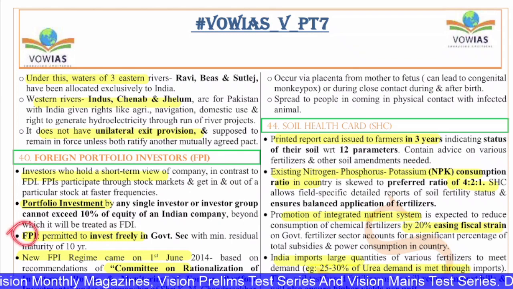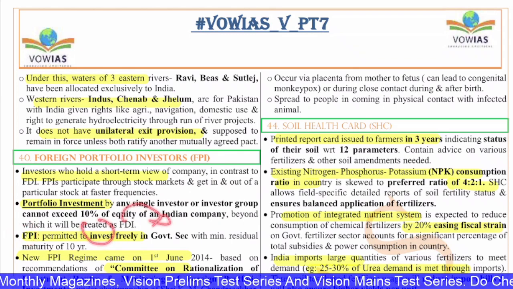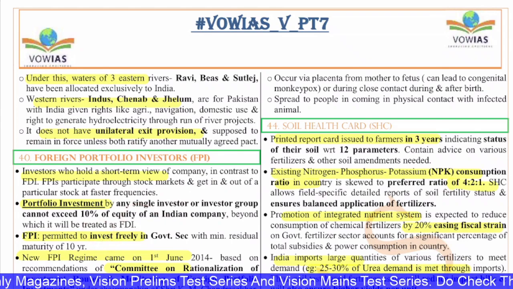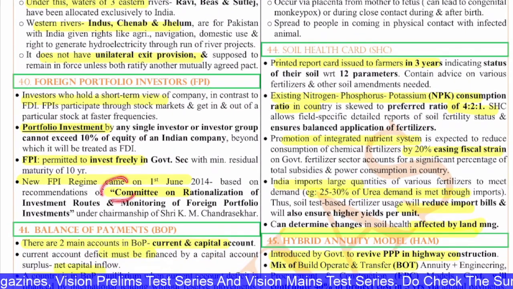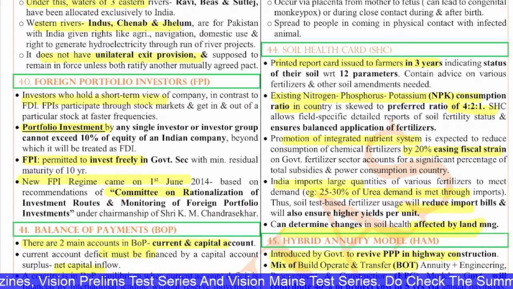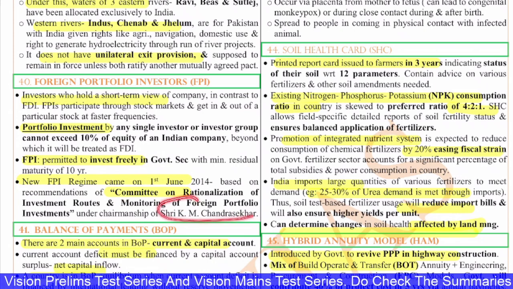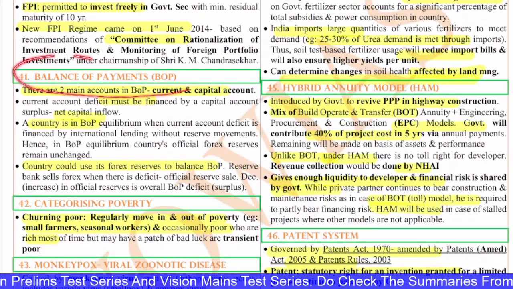The FPI, the foreign portfolio investment, is permitted to invest freely in government securities with a minimum residual maturity of 10 years. Under the new FPI regime, which came on 1st of June 2014, based on the recommendations of the Committee on Rationalization of Investment Routes and Monitoring of Foreign Portfolio Investments under the chairmanship of K.M. Chandrasekhar. Next, the 41st question is on the balance of payments.